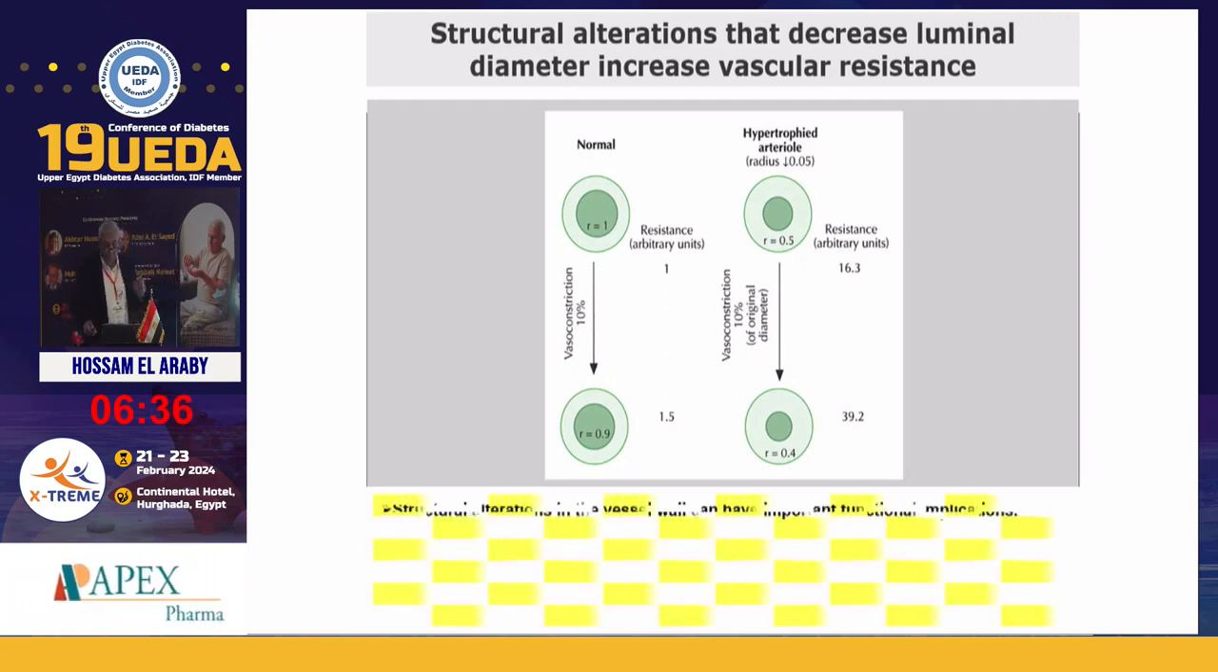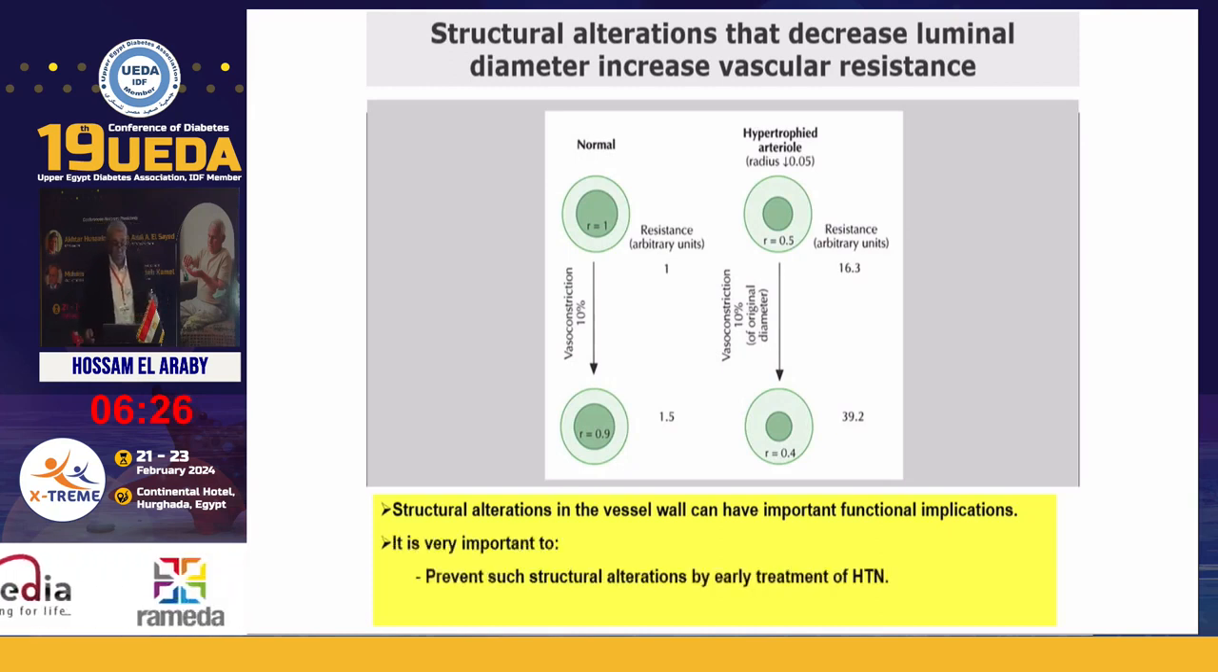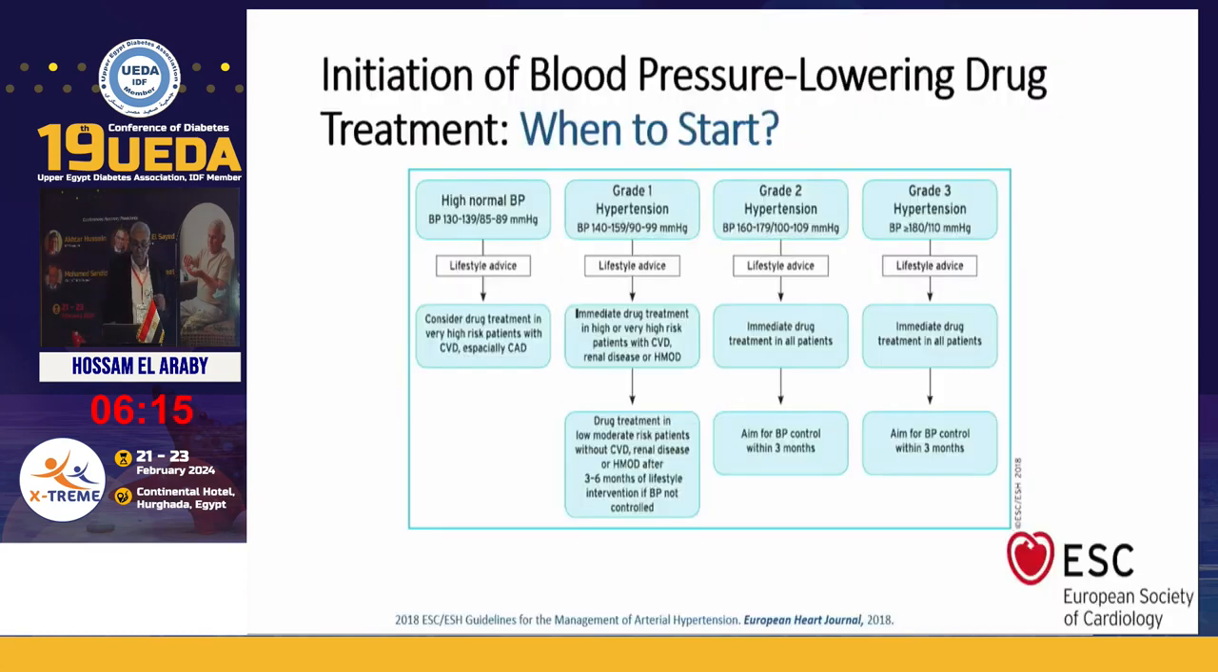This means structural alterations in the vessel wall with negligence of hypertension treatment can have important functional implications, and it is very important to prevent such structural alterations by early treatment of hypertension, and preferably to use those drugs that can cause regression of these structural changes.